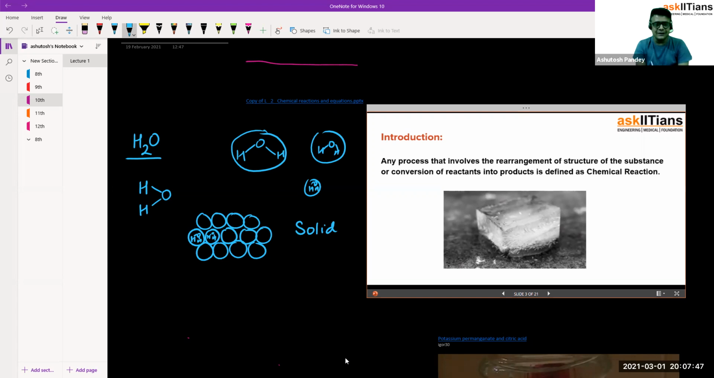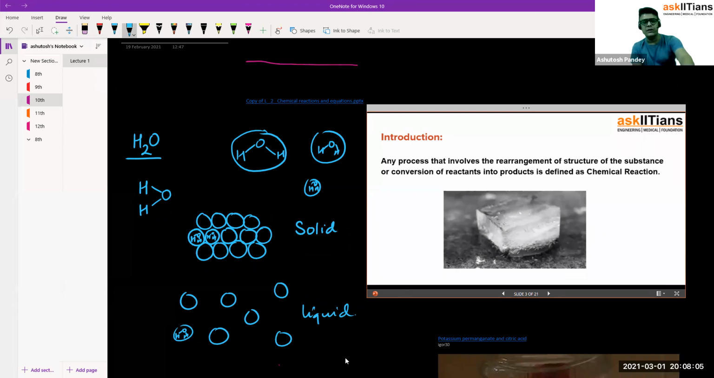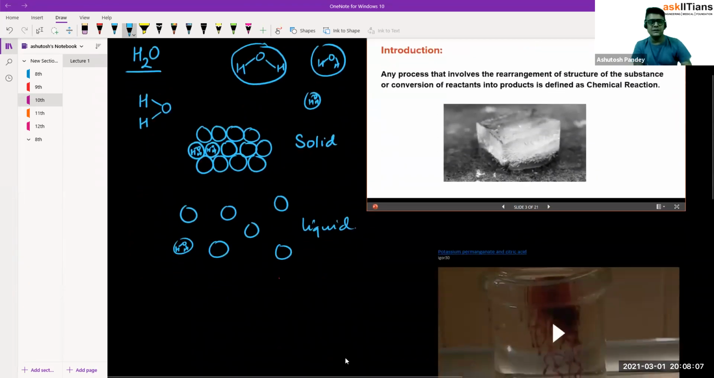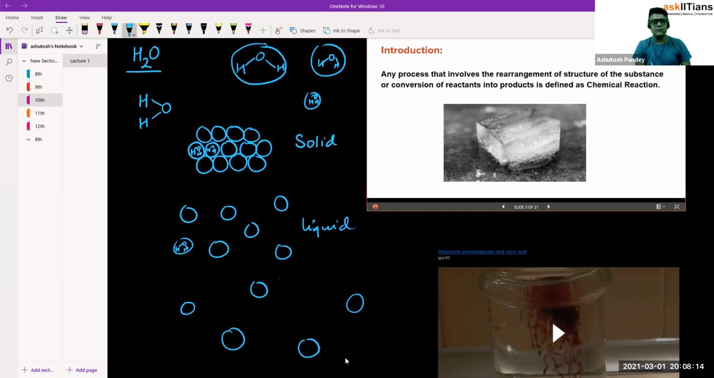Now, when they are away from each other, there will be more distance, then we'll call it liquid. But the molecular composition will remain the same. So it was H2O and it is H2O. Then let's say we have a different condition where the distance is even more than the liquid case. Then we'll call it gaseous or vapor.